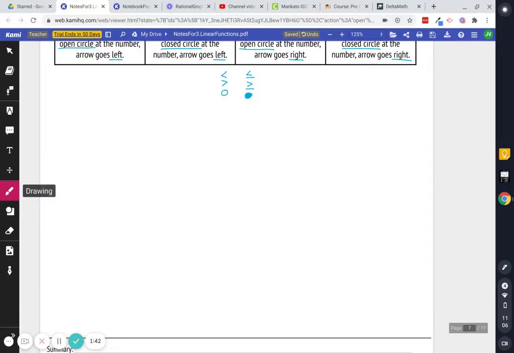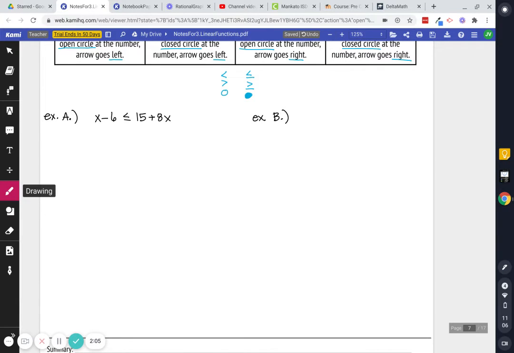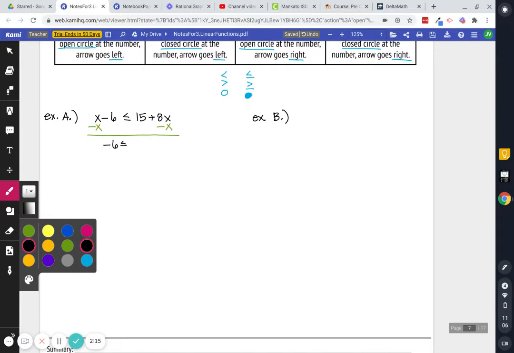I want to run through 2 quick examples with you. So I'm going to call this example A. I'm going to call this example B. Example A, x minus 6 is less than or equal to 15 plus 8x. So if you remember from solving, we are going to probably want to get all of our x's on the same side. I am going to subtract this x because I always like to move the one that's a little bit smaller.